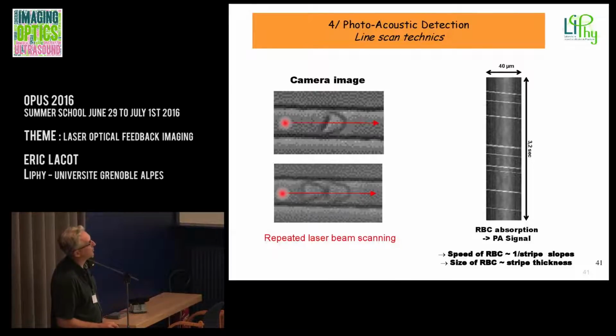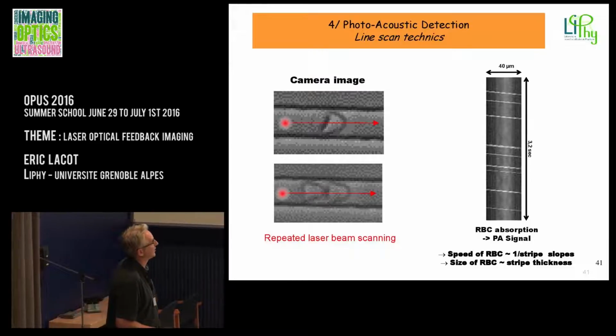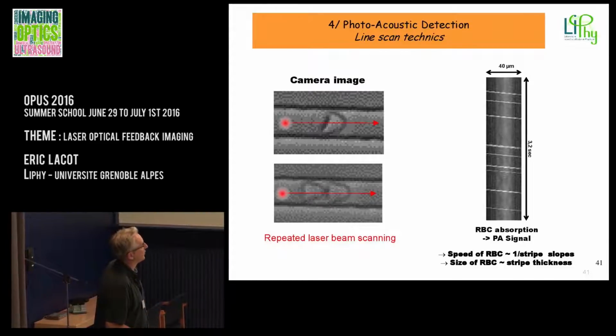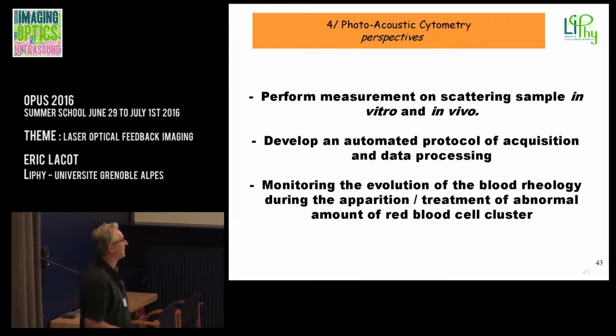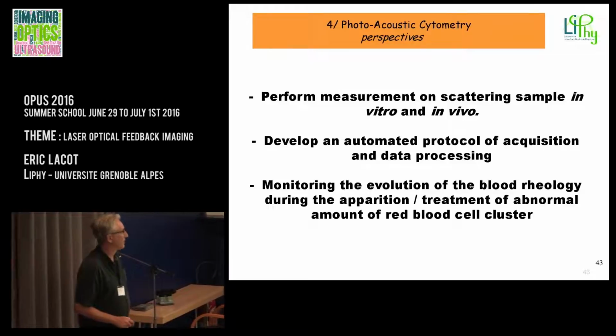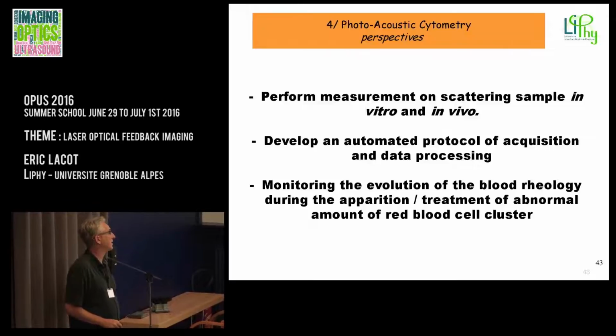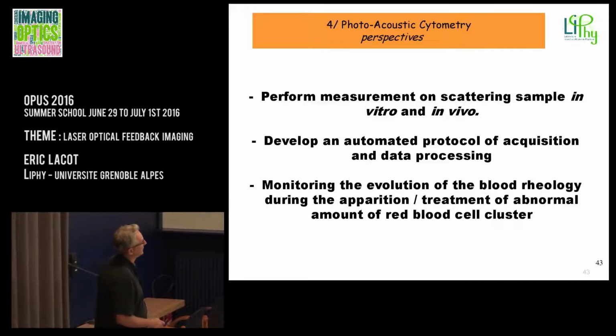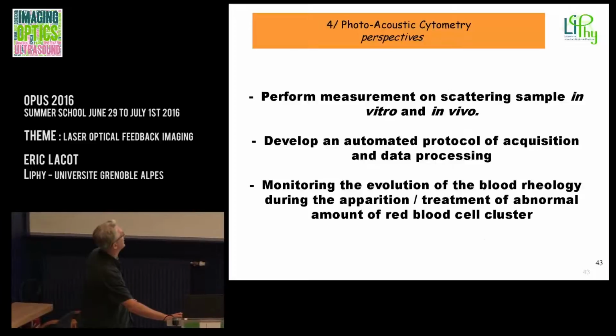And with this method, of course, the slope of the line is inversely proportional to the speed of the red blood cell, and the size of this line is proportional to the size of the object inside the light scan. And actually, we are beginning some experiments on the ear of a mouse to detect aggregates of red blood cells, in fact. I think this is the end.